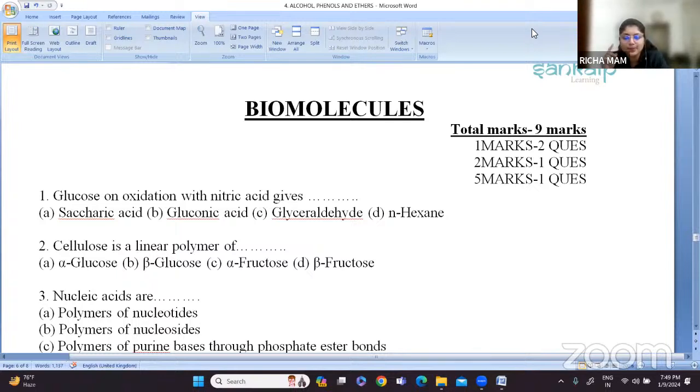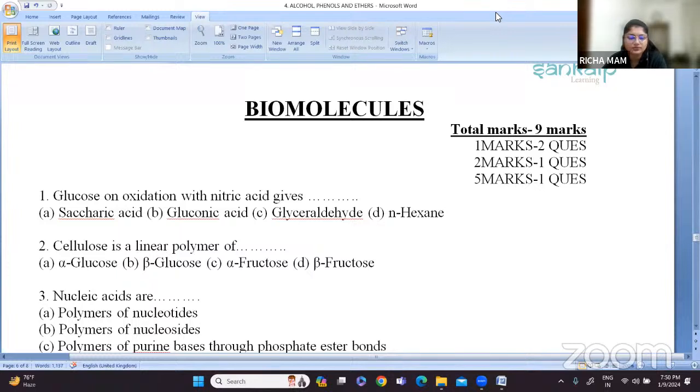So pentapeptide means five amino acids are there, but it will form only four peptide bonds between them. Now, suppose I have a tetrapeptide. Tetra means four. So how many peptide bonds will be formed? Three. Yes, Shashank has answered it right. Priyanka has also answered it right. It is three. Good.